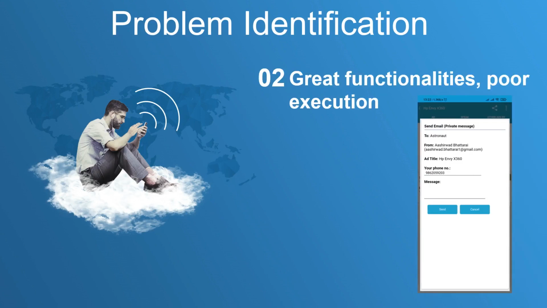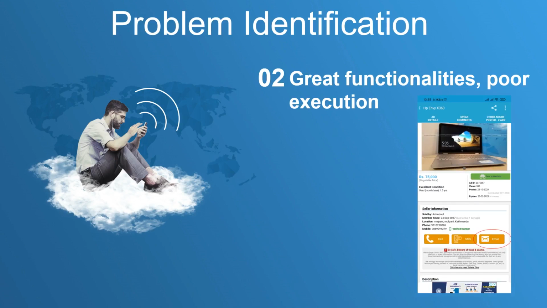Second, the poor execution of the important functionalities. The application has fitting features such as the private message option where buyers and sellers can chat, but the button is labeled as email. It misguides the user into thinking that clicking the button lands on their mailing app.